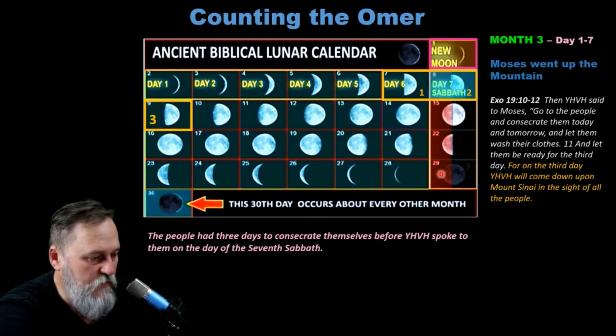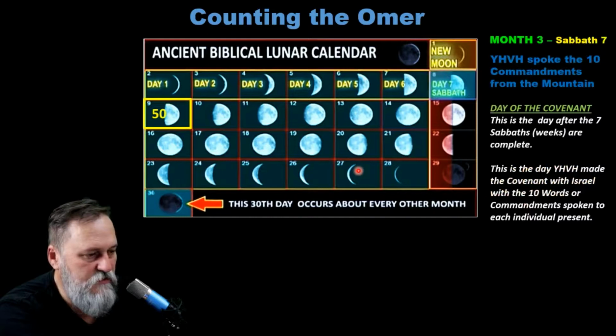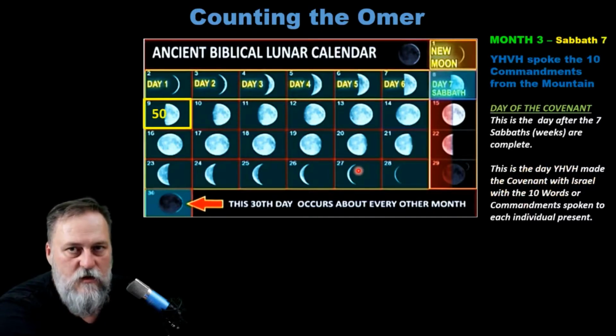And that could have been the case. So they cleansed themselves for 3 days. And it says, "For on the 3rd day Yahweh will come down upon Mount Sinai in the sight of all the people." And that would have been day 50. So this is the day when Yahweh spoke the 10 commandments to the people.